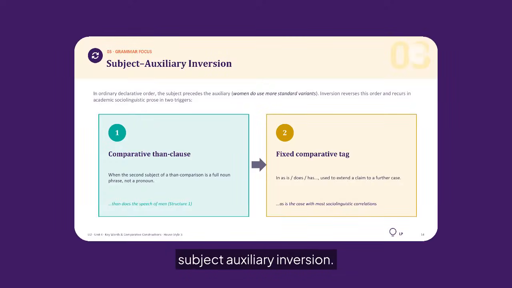Finally, we highlight subject auxiliary inversion. In academic prose, this appears mainly in 2 places: comparative than clauses, where the second subject is a full noun phrase, and fixed comparative tags, such as is the case with. Mastering these patterns will make your comparisons more precise.